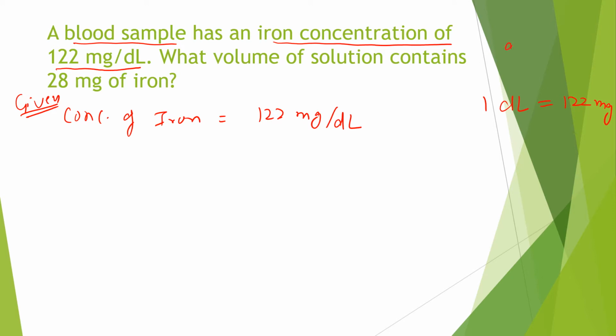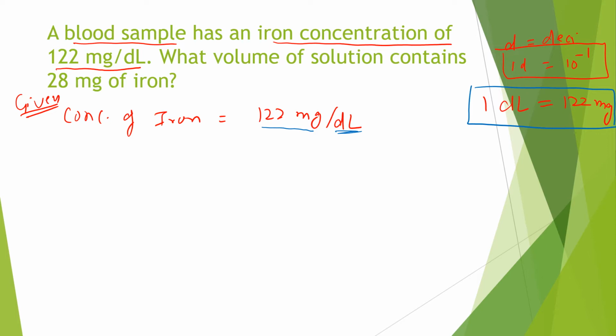Remember, deci is a prefix, and 1 deci is equal to 10 to the negative 1. So we can use this to convert deciliters to liters if we want to, but this problem does not ask for any specific units of volume, so therefore we will keep it in deciliters. So that is our conversion factor, and we obtained this conversion factor from the concentration. Because concentration states 122 milligram per deciliter, it means 1 deciliter will contain 122 milligrams of iron.